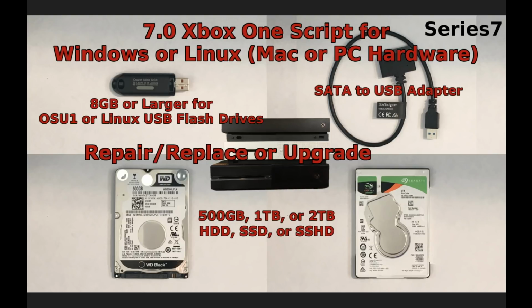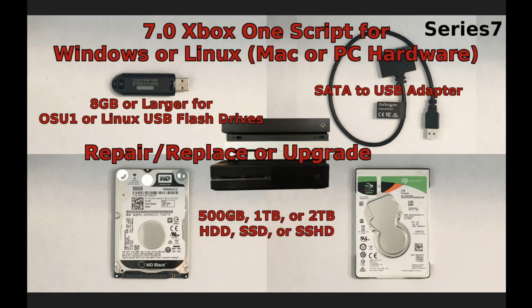Second is a SATA to USB adapter for connecting your current or future Xbox One hard drive to your Mac or PC. You can also directly connect your 2.5-inch SATA drive to your system with a free SATA port if you have one. Third, you'll need a good 500 gigabyte, 1 terabyte, or 2 terabyte HDD, SSD, or SSHD 2.5-inch SATA drive.